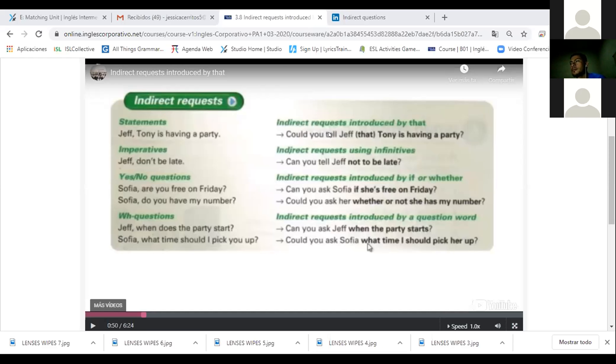Puede ser tell, puede ser ask. All right, usually those are the ones that we play with. Le puede decir o le puede pedir o le puede preguntar. All right? So the structure is the modal verb, the subject, the verb tell or ask, the object, and then the rest of the sentence or the rest of the request.